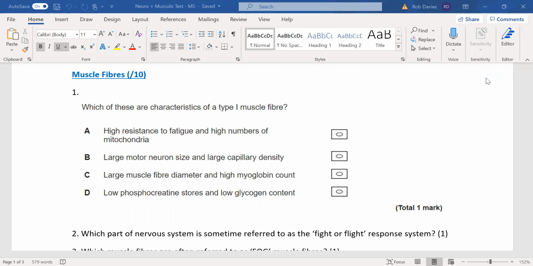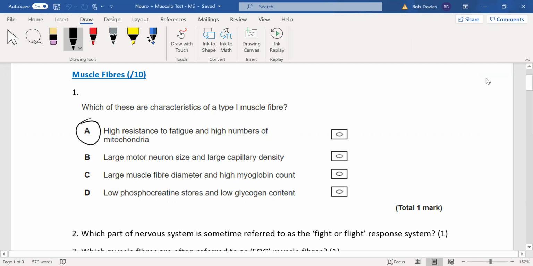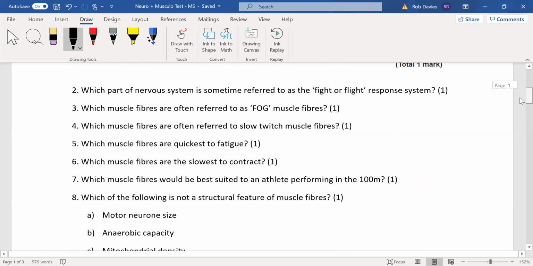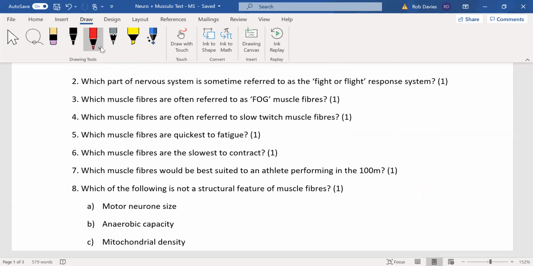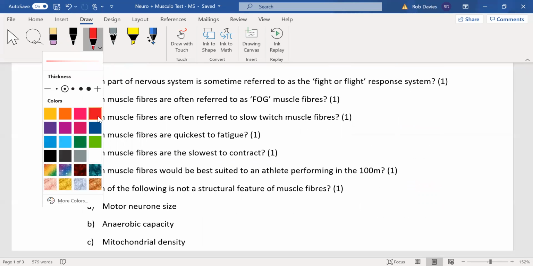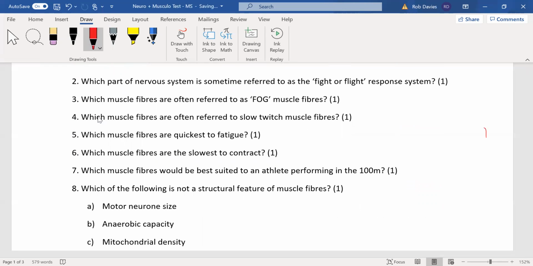So for the first one, which of these are characteristics of type 1 muscle fibers? 4 options there, and the correct answer is A, high resistance to fatigue and a high number of mitochondria. That would be type 1 muscle fibers. Which part of the nervous system is something referred to as a fight or flight response? And the answer to that one is the sympathetic nervous system. Sympathetic nervous system.